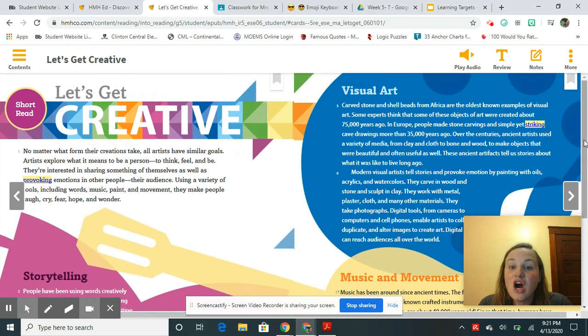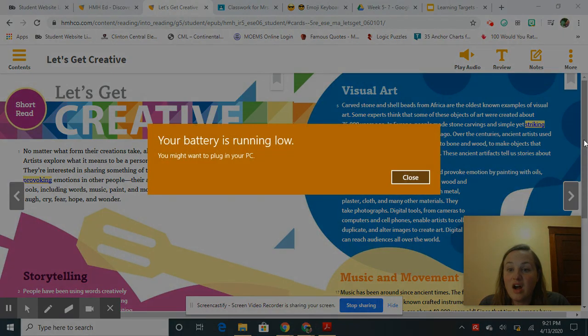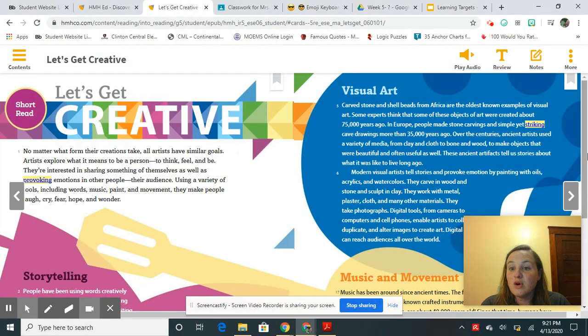Visual art. Carved stone and shell beads from Africa are the oldest known examples of visual art. Some experts think that some of these objects of art were created about 75,000 years ago. In Europe, people made stone carvings and simple yet striking cave drawings more than 35,000 years ago. Over the centuries, ancient artists used a variety of media, from clay and cloth to bone and wood, to make objects that were beautiful and often useful as well. These ancient artifacts tell us stories about what it was like to live long ago.